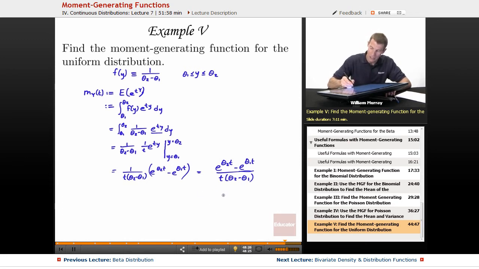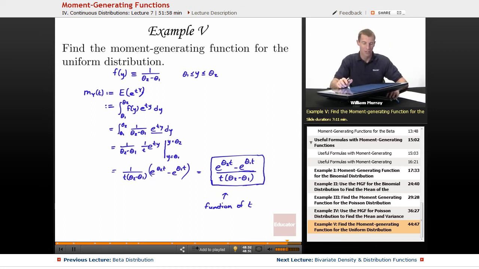Notice that this is a function of t now. There are no y's anywhere. That is what is supposed to happen with a moment generating function. It should always be a function of t, should not have any y's anywhere in there. So this is my complete answer here. And I'm done with that example, except for maybe a quick recap of the steps there.